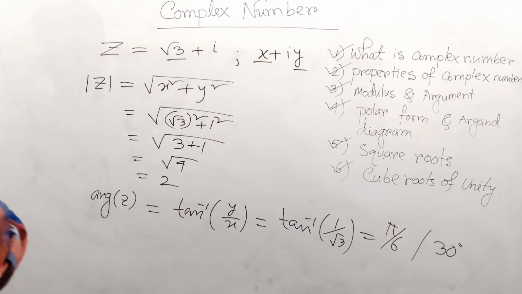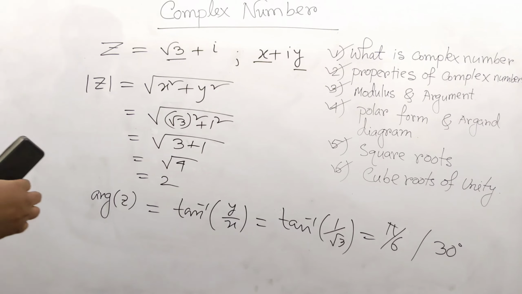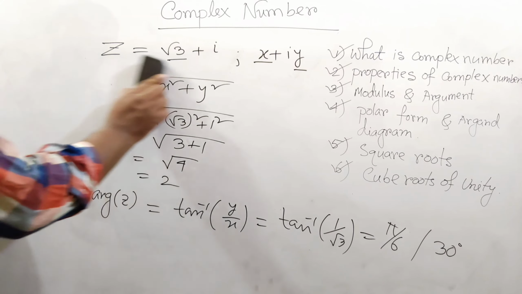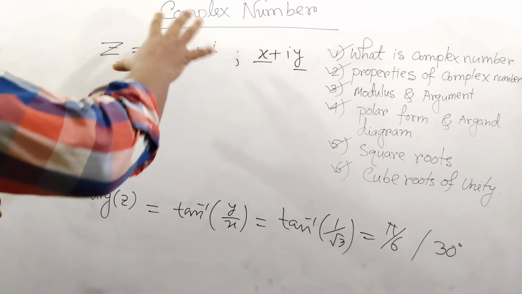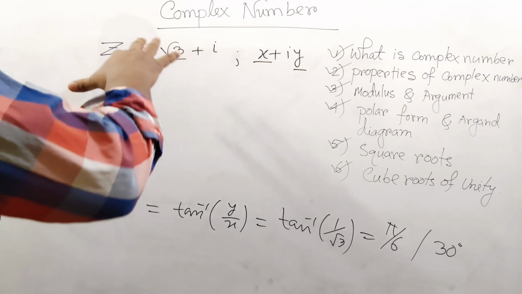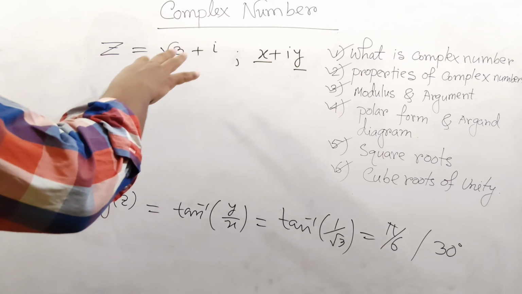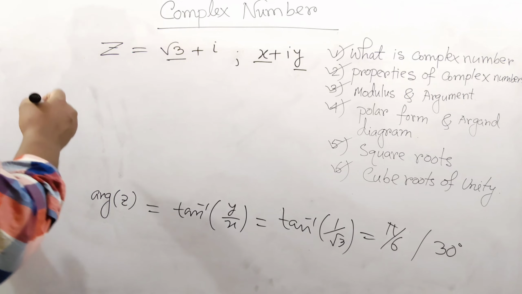So now we learn the polar form of this given complex number. Okay, now I'll show this by using this example, because that will be easy for you. We don't need to do the calculation again. So now polar form.